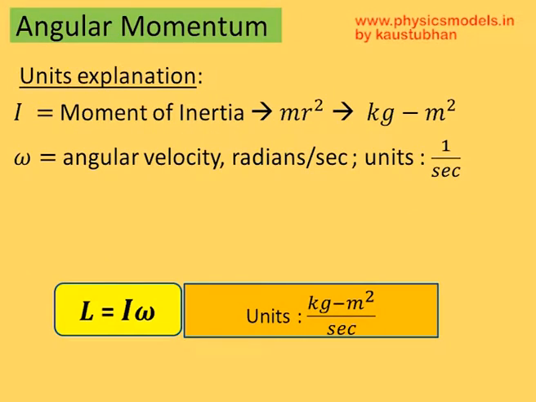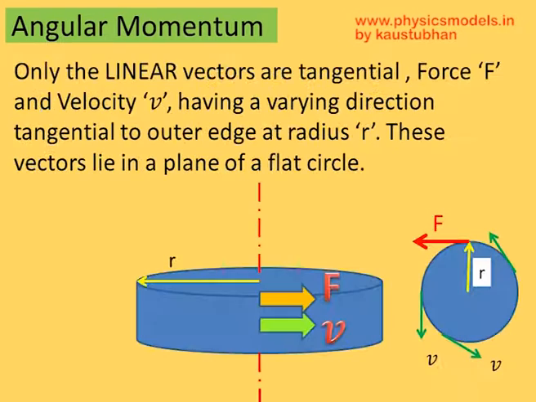Now a brief explanation of the units. I is moment of inertia, that's mr squared. So m is kg, r is meter, so you get kg meter squared. Omega, angular velocity, is radians per second or 1 by second. So when you multiply all that, you get kg meter squared per second. That's the unit for angular momentum.